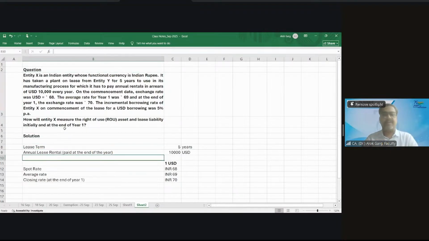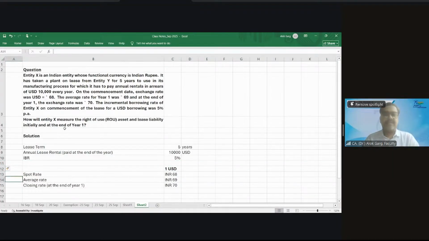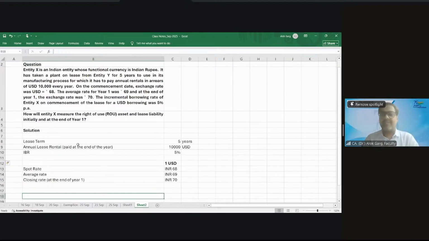The incremental borrowing rate of entity X on commencement of the lease for a USD borrowing was 5% per annum. This is the IBR which is given. How will entity X measure the right of use asset and lease liability initially and at the end of year 1? The ask of the question is, you need to tell what the right of use asset and lease liability are on the commencement date, and what the ROU and lease liability are at the end of year 1.